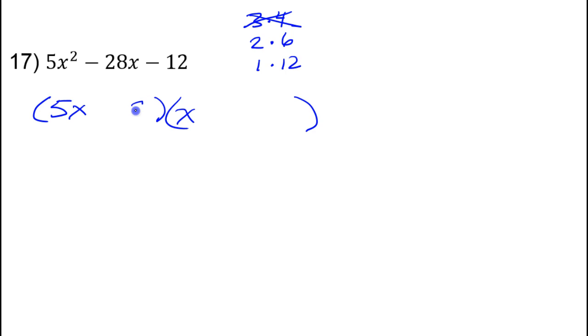What about 2 times 6? Inner plus outer must equal middle. Inner I have 2x. Outer I have 30x. I can make a negative 28 out of this if I have a positive 2x and a negative 30. Together that makes negative 28. That means this would be positive and this would be negative. One more thing. Positive 2 times negative 6 does equal negative 12. So that means this is the answer to number 17.